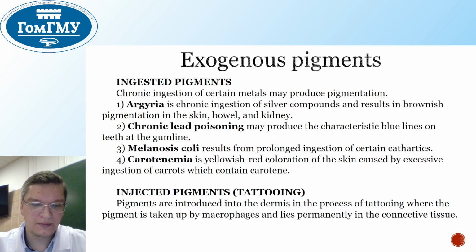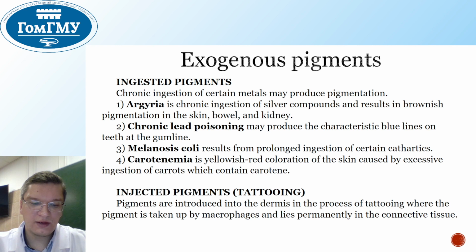Ingested pigments. Chronic ingestion of certain metals may produce pigmentation as well. The examples are as under: argyria, which is a chronic ingestion of silver compounds and results in brownish pigmentation of the skin, bowel, and kidney.